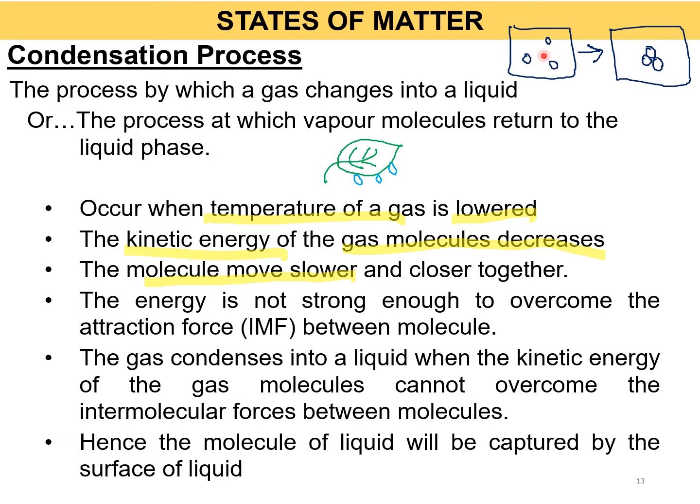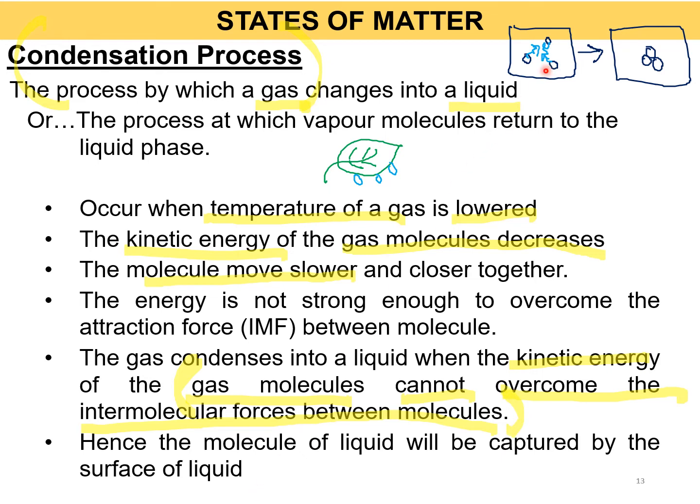So bila dia makin rapat dengan each other, sebab kenapa dia makin rapat dengan each other? Sebab dia tak ada enough energy untuk overcome the intermolecular forces between molecule. Ini dia punya keyword. Keyword kat sini ialah gas molecules ni dia tak ada enough energy to overcome the intermolecular forces between molecules. Okay, kalau condensation process, sebab daripada gas tukar pada liquid, gas molecule ni dia tak ada enough kinetic energy to overcome the intermolecular forces between molecules.